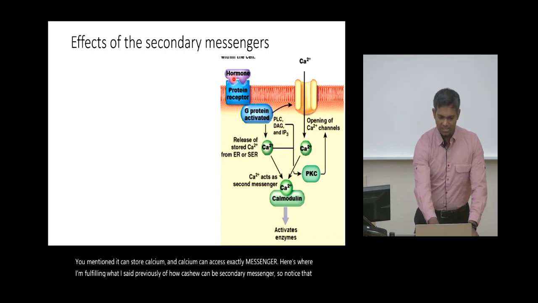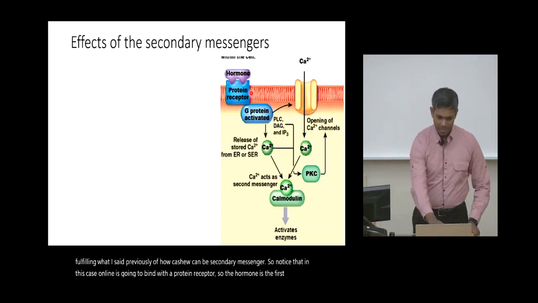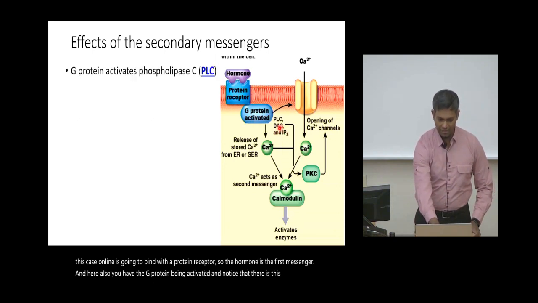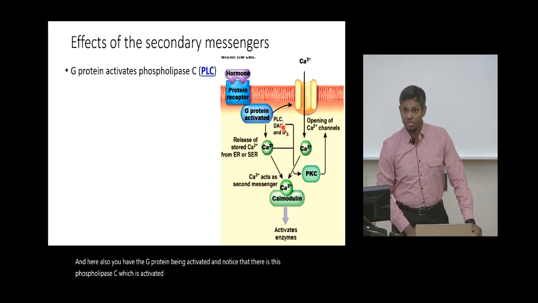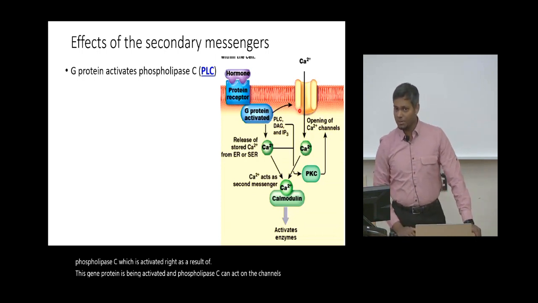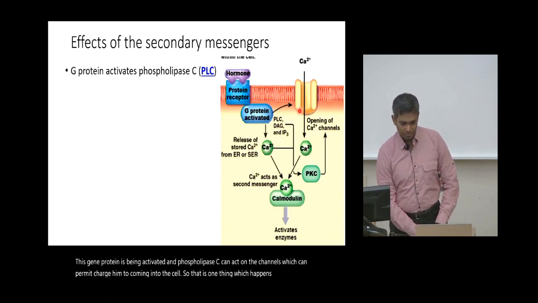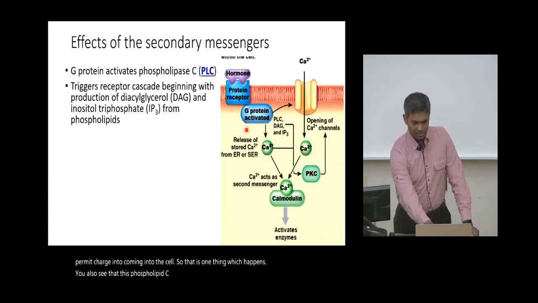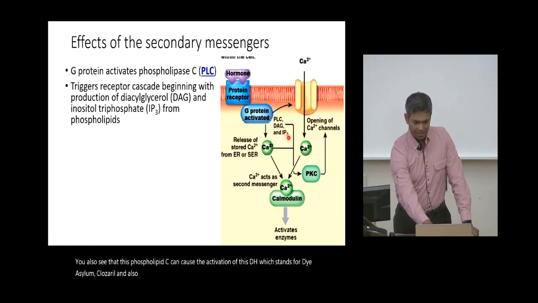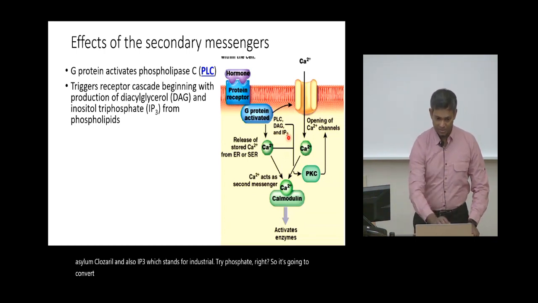Notice that in this case, the hormone is going to bind with a protein receptor, so the hormone is the first messenger. Here also you have the G protein being activated. And there is this phospholipase C which is activated as a result of this G protein being activated. Phospholipase C can act on the channels which can permit calcium to come into the cell. So that is one thing which happens. You also see that this phospholipase C can cause the activation of DAG, which stands for diacylglycerol, and also IP3, which stands for inositol triphosphate. So it's going to convert phospholipids into these compounds.